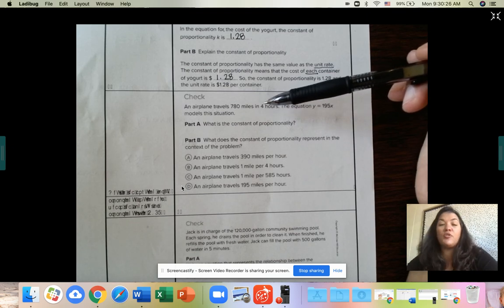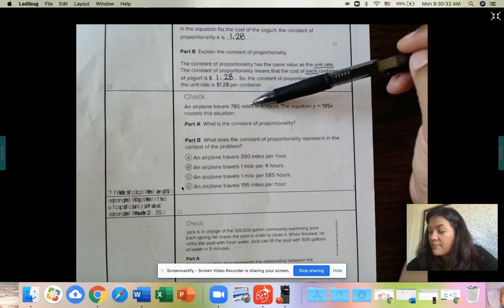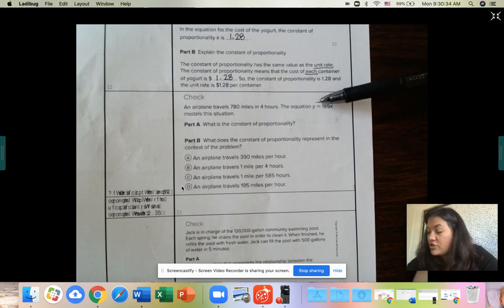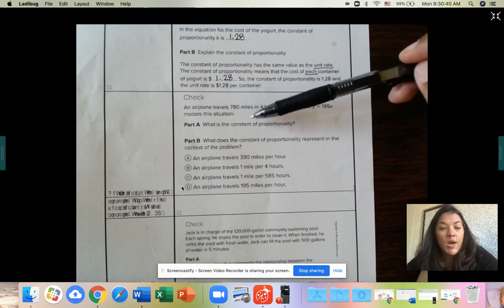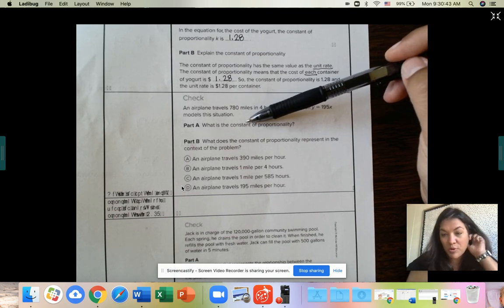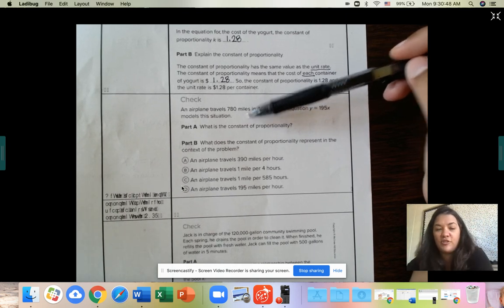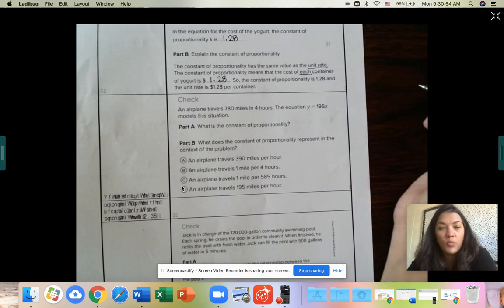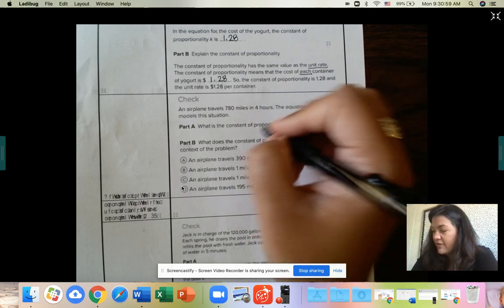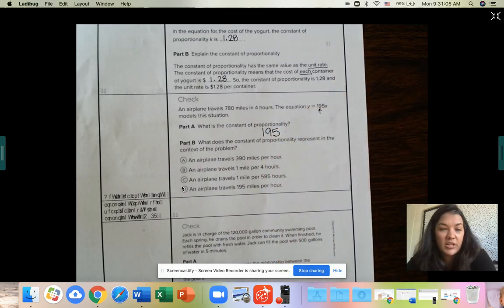All right. So you should have already answered this, and here's the explanation. It said an airplane traveled 780 miles in 4 hours. The equation y is equal to 195x models this situation. Part A says, what is the constant of proportionality? Remember, constant also means it's a number, so you should have written a number for part A. If we look at our equation, again, the only number that we have in the equation, the number in front of the x, is 195. So 195 is our constant of proportionality.